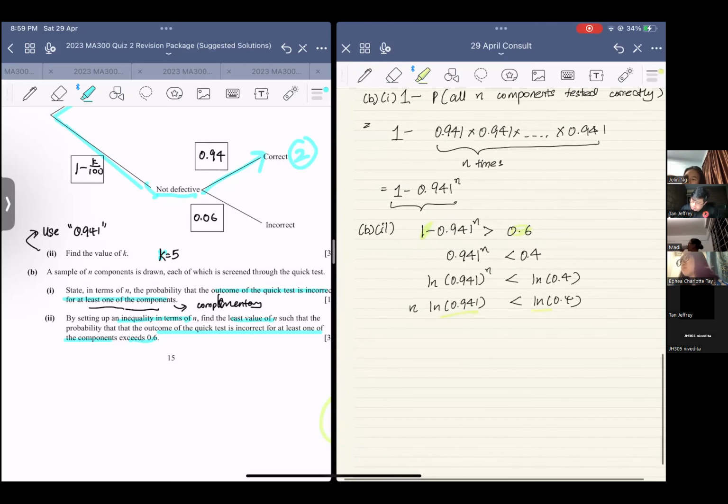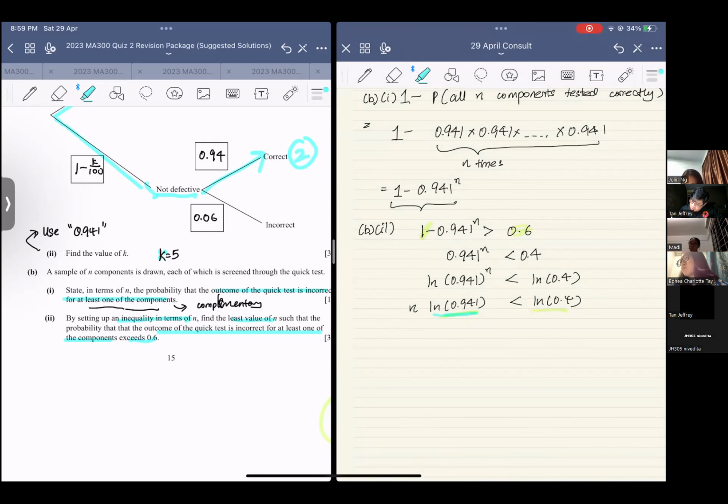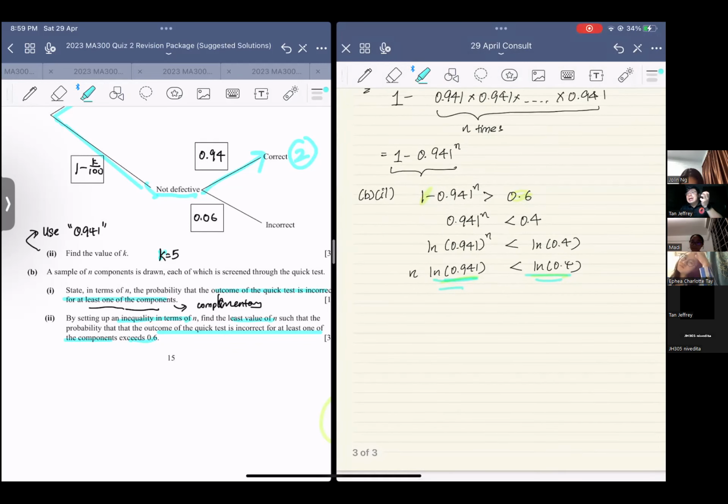These two values, take note, they are negative. You must remember that they are negative, so be very sensitive to your numbers. These two numbers are negative because they are less than 1. In earlier consultations, I also mentioned a lot of times that the ln of any number between 0 and 1 is negative, in case you are not sure.